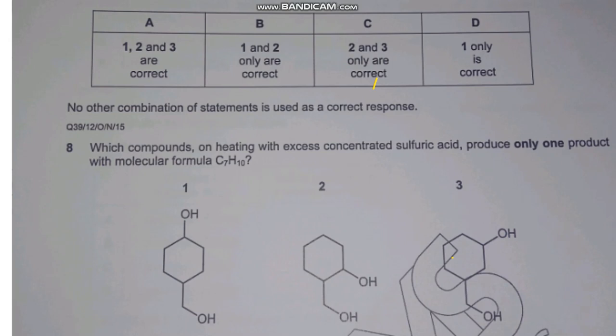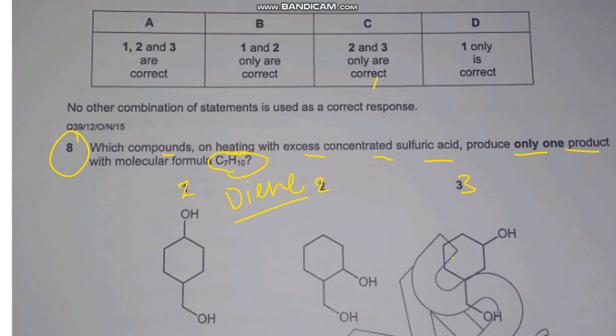Hello students, today we will discuss question number 8. Which compound on heating with excess concentrated sulfuric acid produces only one product with a molecular formula C7H10? Here we can see C7H10 is a dialkene, so it is a diene. In this question we have three structures: 1, 2, 3.